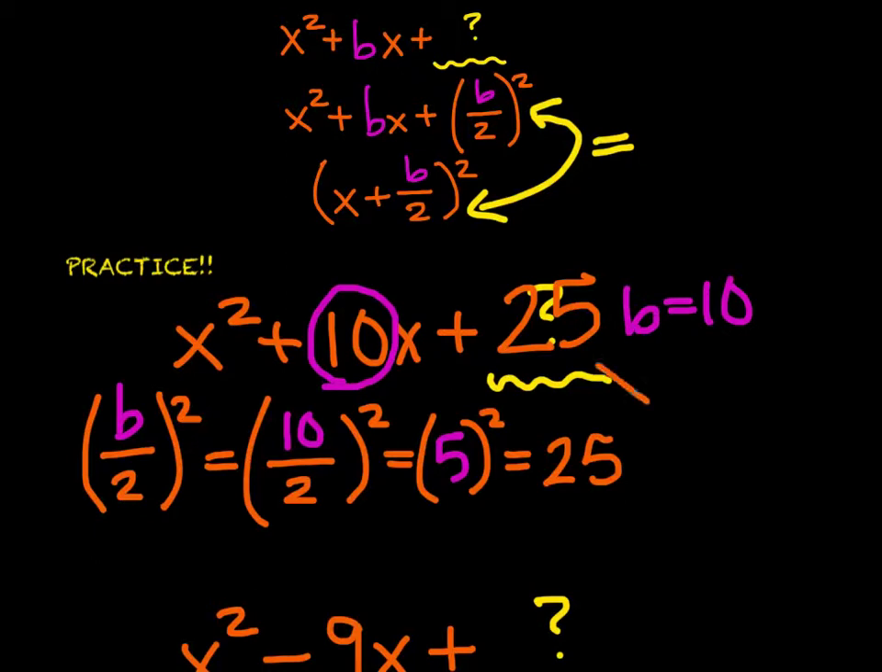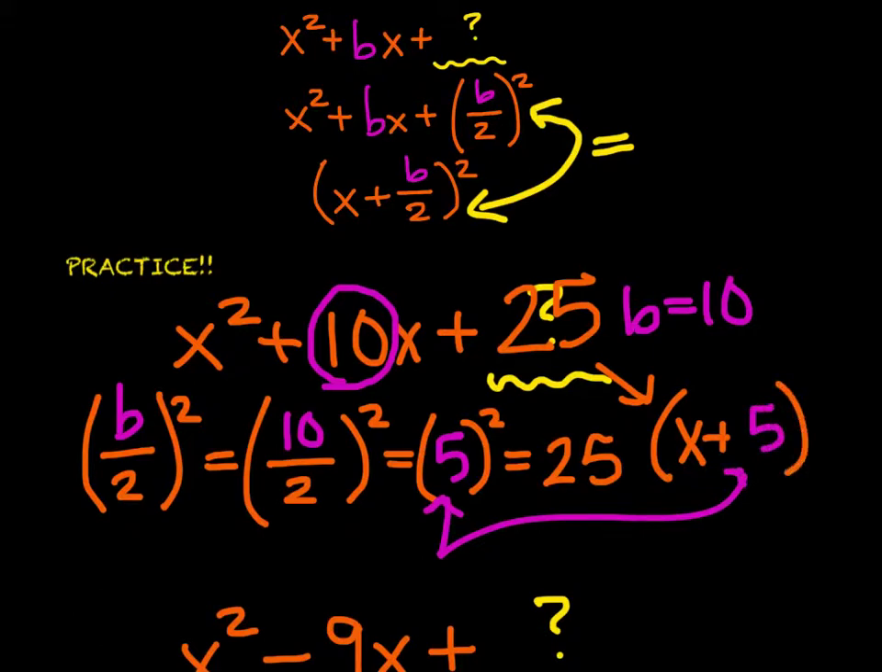We can also factor this, and it factors into x plus our b divided by 2 term, which is 5, and that quantity is squared. This can also be written as x plus 5 times x plus 5. And we can finish that up. I used the wrong color. There we go.